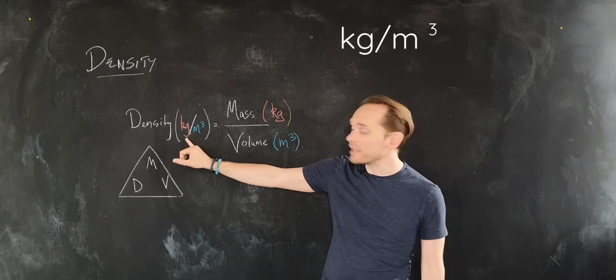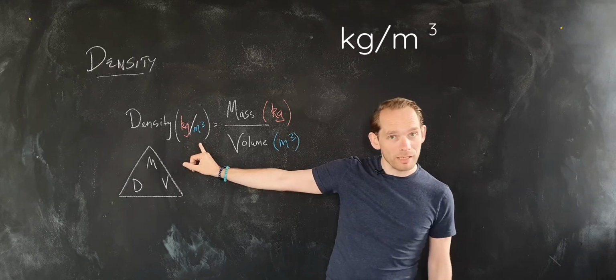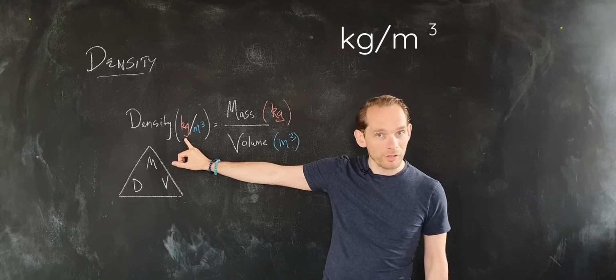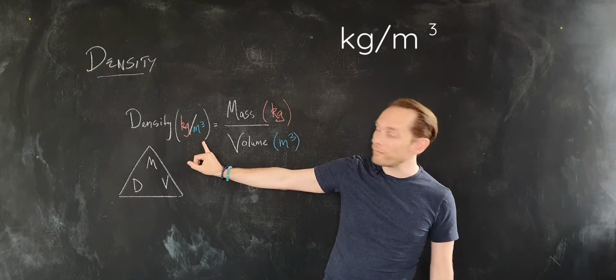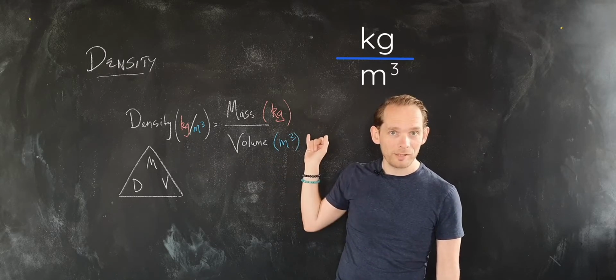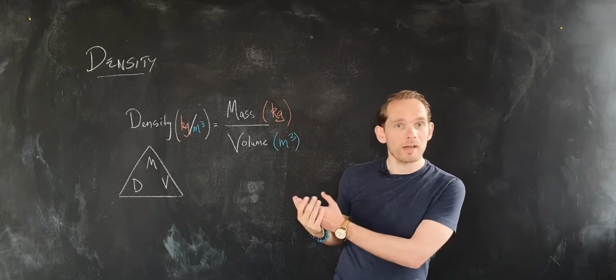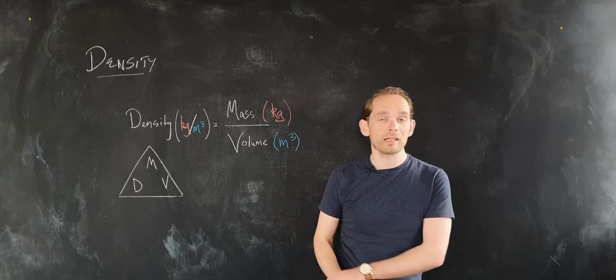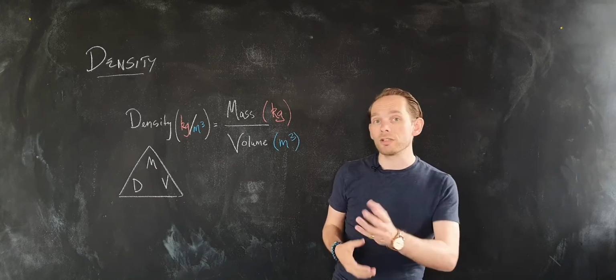So the unit for density is kilograms per cubic meter. Well, kilograms is a unit of mass, cubic meters is a unit of volume, so the unit is telling you this equation. Divide mass by volume. Likewise, another unit would be grams per cubic centimetre, or any other similar variation of mass and volume.